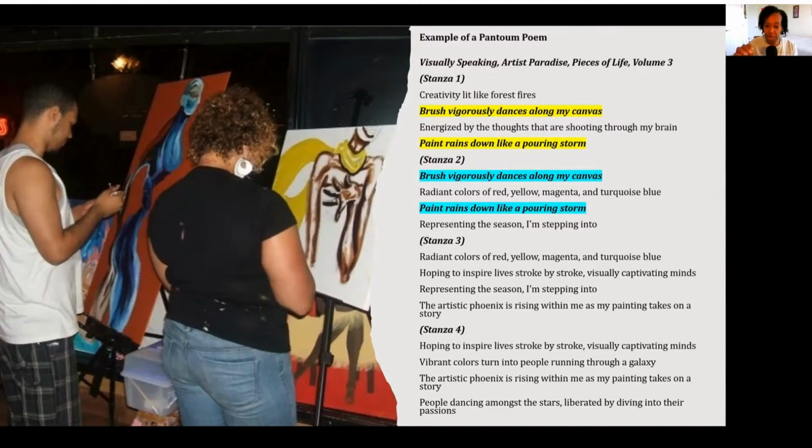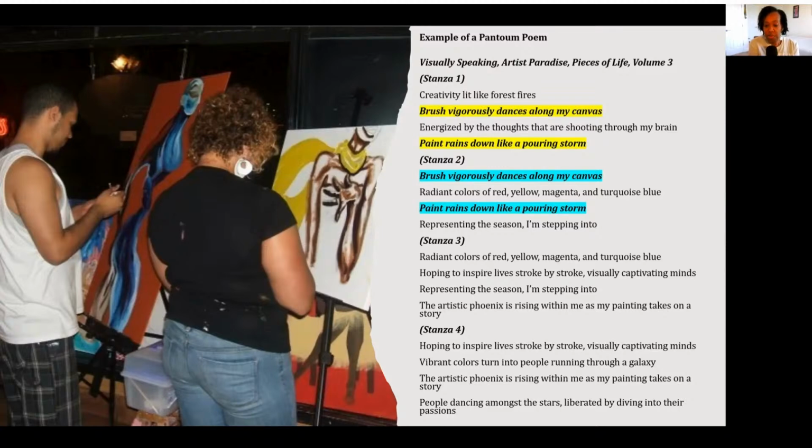So here we go. The first line in the third stanza is now from the second stanza. And also the fourth line from the second stanza is now the third line.